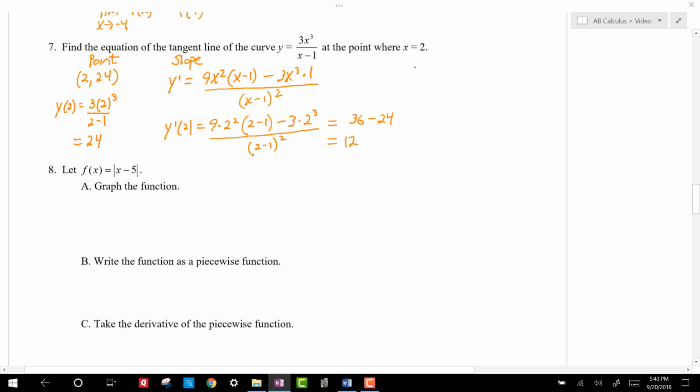We need y minus y1. So here's my y1 and my x1 right over here. Got those right up front. y minus 24 equals the slope 12 times x minus x1. I'm done. I'm leaving it there.